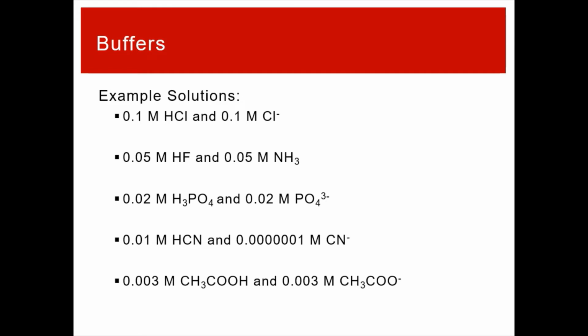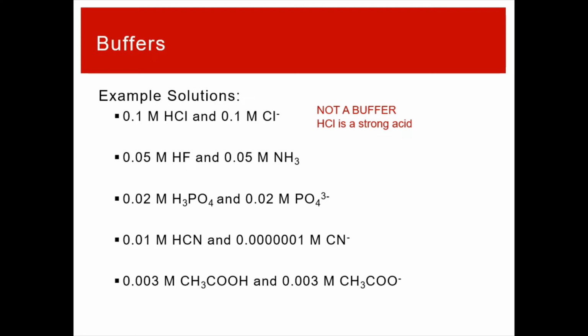So let's look at some examples and think, are these things buffers? One thing you'll note is all of our potential solutions have 2 things in them. That's going to be standard as we move through and start looking at buffers: we need to have 2 things in there. It needs to be the weak acid and its conjugate base, or weak base and its conjugate acid. So first, 0.1 molar HCl and 0.1 molar Cl-. That's not a buffer because HCl is a strong acid. That is a conjugate pair, but we would need a weak acid, not a strong acid.